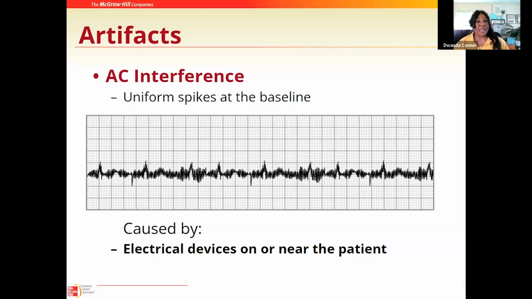If you were to witness an AC interference, you'd want to question your patient on devices that may be nearby. And if in fact they did have a cell phone that was close to them, we would take the cell phone and place it away from the EKG machine. That should cause the AC interference to go away and you'll be able to get a normal reading.